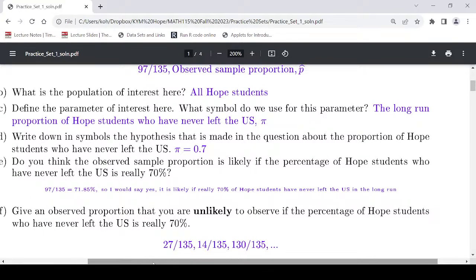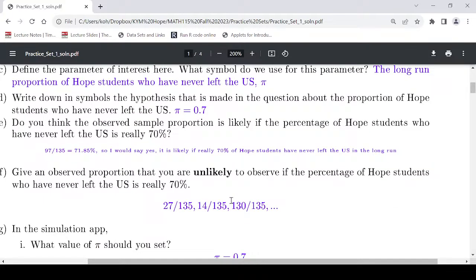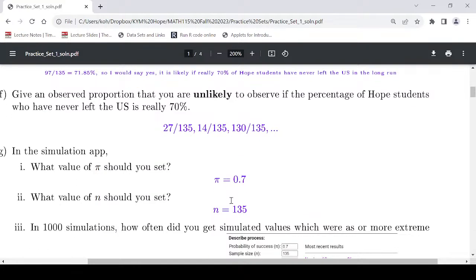So then the next question says, okay, can you give me some examples of things that you're unlikely to see if 70% of Hope students have never left the US. So here are some very unlikely ones, right? Either very low or very high. Okay, so next we'll discuss what happens in the simulation app, and you will find that the value of pi you should set is the one that you are interested to test. All right, so pi equals 0.7.